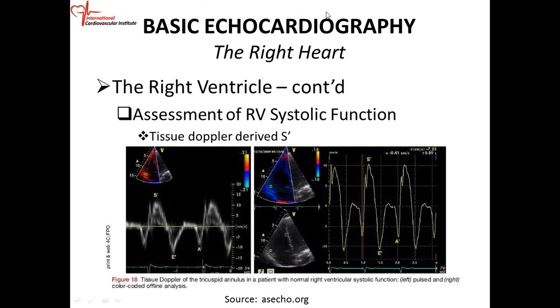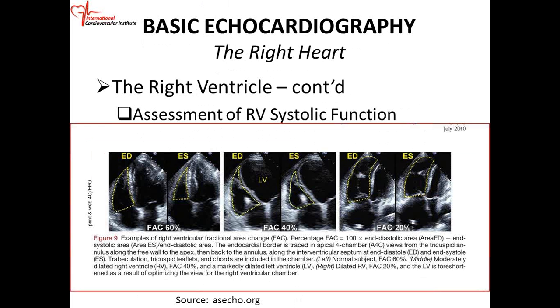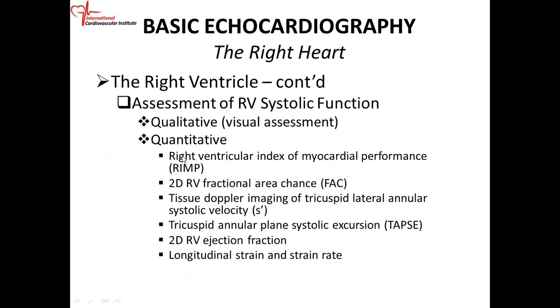So we discussed the various methods to assess your RV systolic function. The methods that we discussed are RIMP, where we went over the definition, fractional area change, tissue Doppler imaging of the tricuspid lateral annular systolic velocity, TAPSE, and RV ejection fraction. We didn't go over that in detail, but you need a three-dimensional echo for that. And then the longitudinal strain and strain rate.